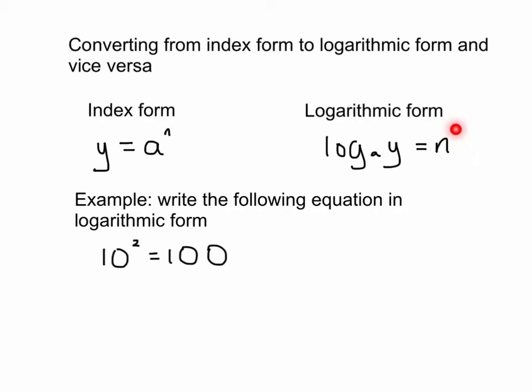So here's an example. Write the following equation, which is in index form, which is 10 squared equals 100, in logarithmic form. So what we do is we take the base 10 and bring it across here, which means that 2 will drop down, like so.